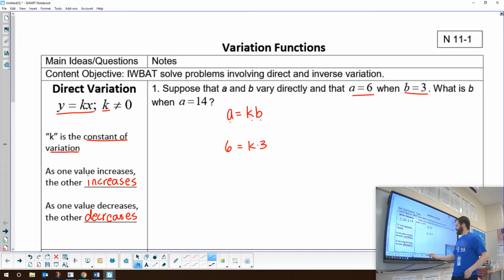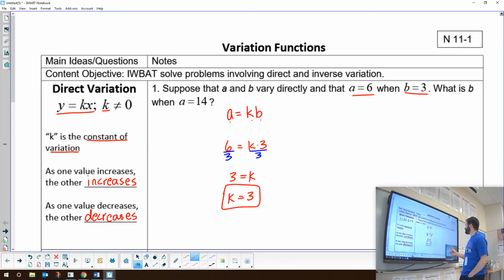So let's see here. To solve for my K, I'm going to divide this side by 3 and divide this side by 3, and I'll get K equals 3. And let me rewrite that like that. So there's my constant of variation, K equals 3. Now I can take that constant of variation and use it for my new A and my new B. My new A says, what is it when A equals 14? Well, let's rewrite our equation, but let's have 3 be my constant this time. So we have A equals, and I'm going to put 3 in instead of K times my B. See how that works out?